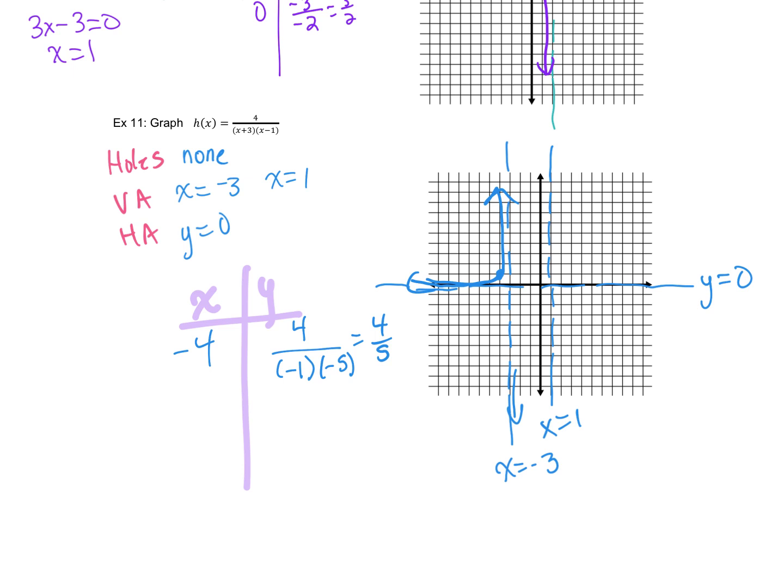Now we want to figure out what's going on the other side, the way far right. So we need a value for x that's greater than 1. So let's plug in 2. If we plug in 2, we have 4 over 2 plus 3 is 5, and 2 minus 1 is 1. So we get 4/5, at x equals 2.